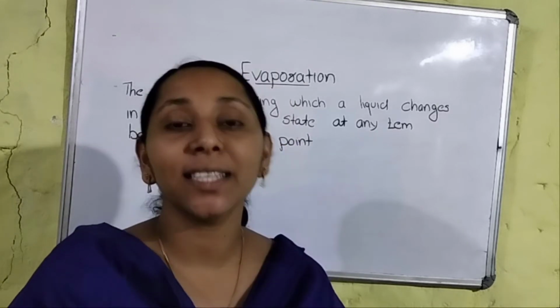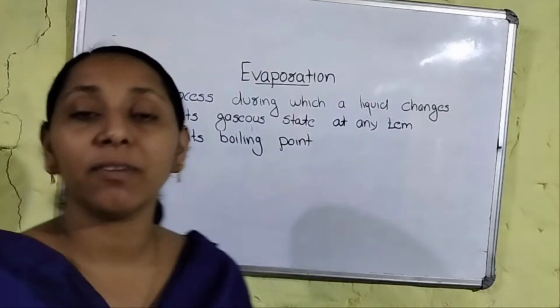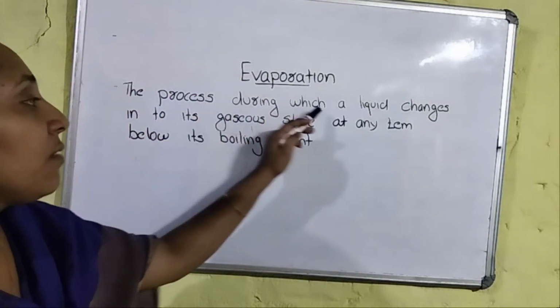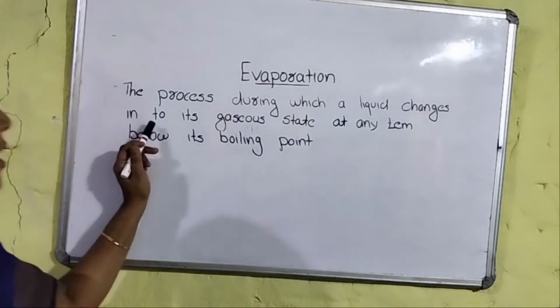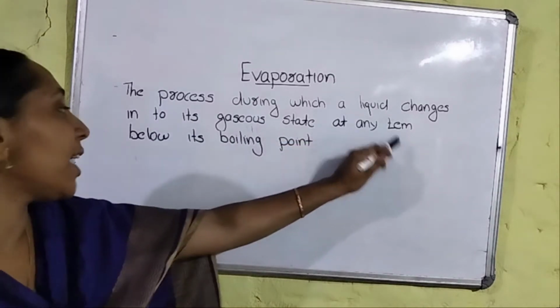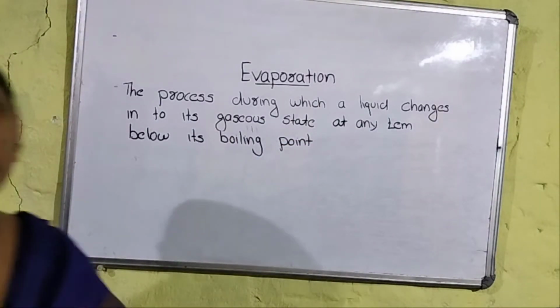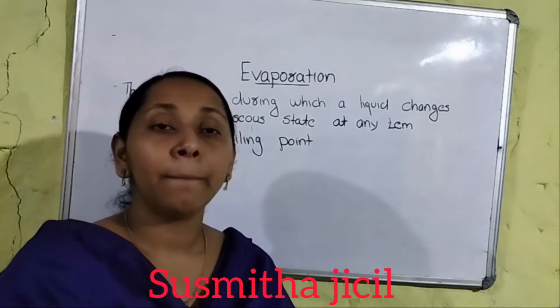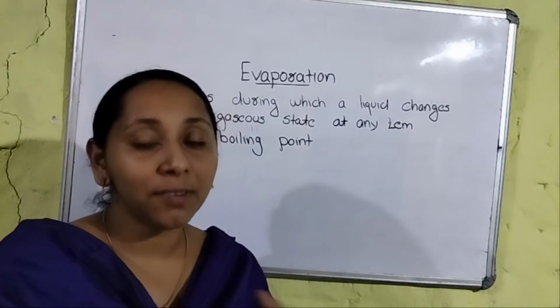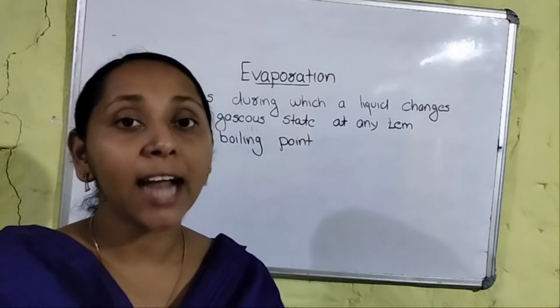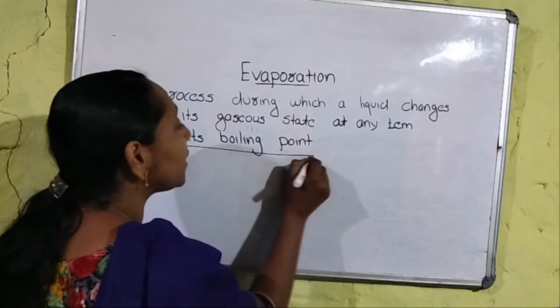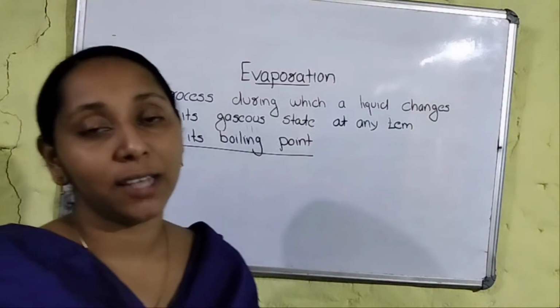Today we are discussing the topic of evaporation. What is evaporation? The process during which a liquid changes into its gaseous state at any temperature below its boiling point is called evaporation. That means the liquid state is converted into the gaseous state below the boiling temperature. That is very important. Below the boiling temperature, that is called evaporation.